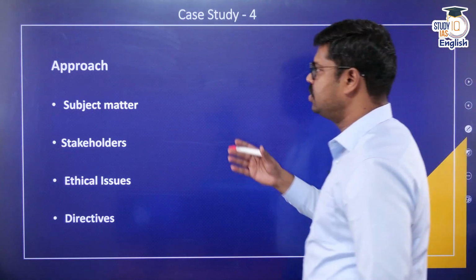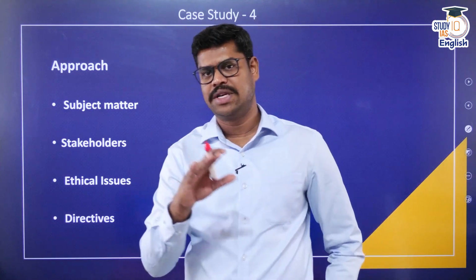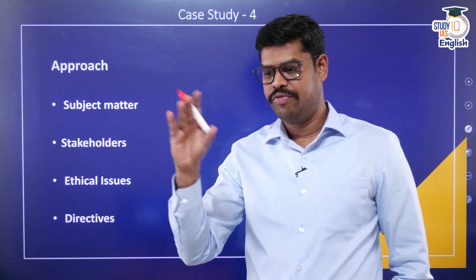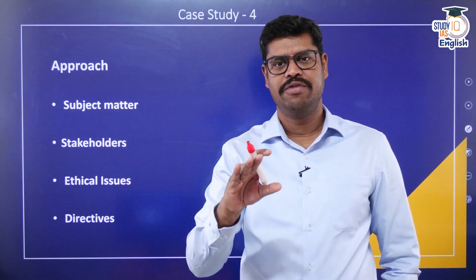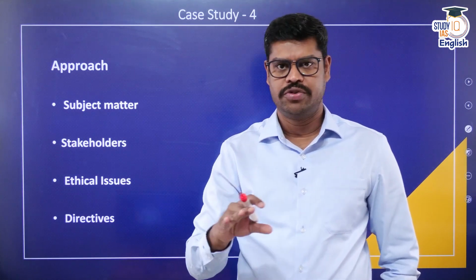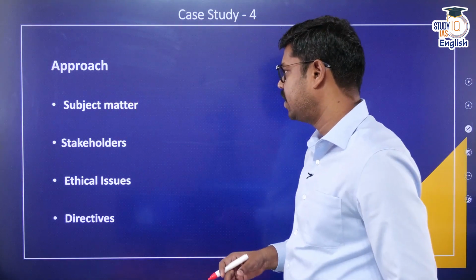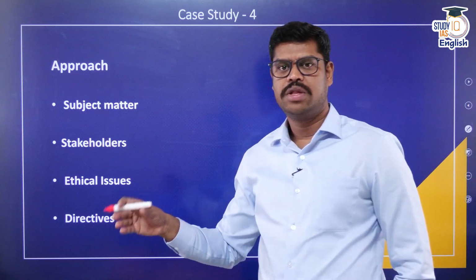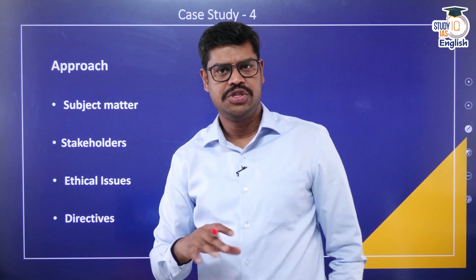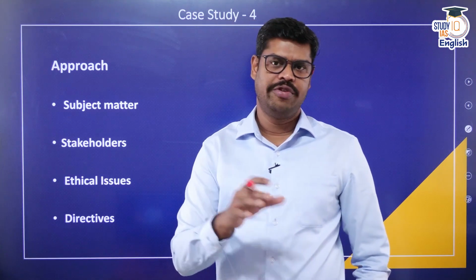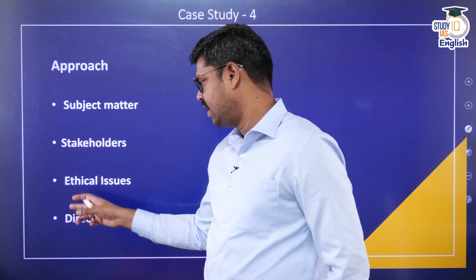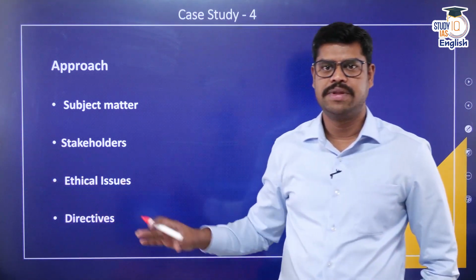So what is the approach that you take? First, try to identify the subject matter, as I already said. What could be the possible subject matter the entire case is revolving around? Once you identify that, it will be better to choose the various courses of action and the choice of words. It depends upon identifying the subject matter. Who are the stakeholders? Who are the various parties involved in this particular case study? What are the various ethical issues in this particular case study? What do you feel as wrong in the entire case study? And then we'll also try to answer the question as per the directives.